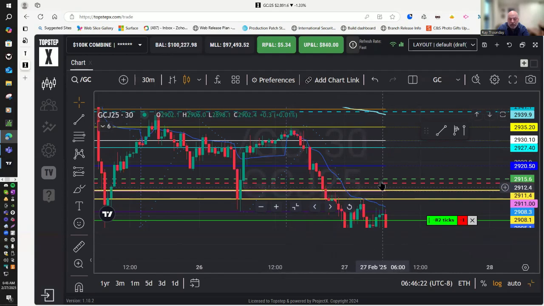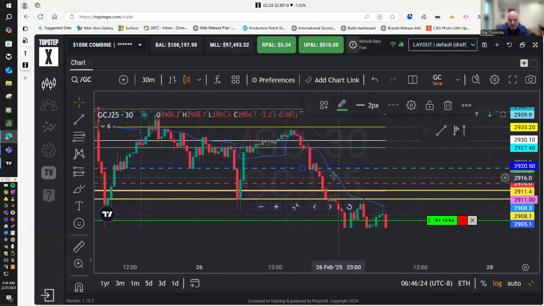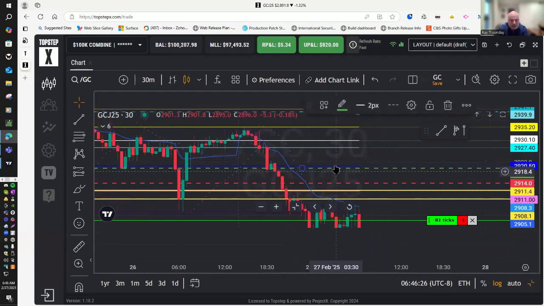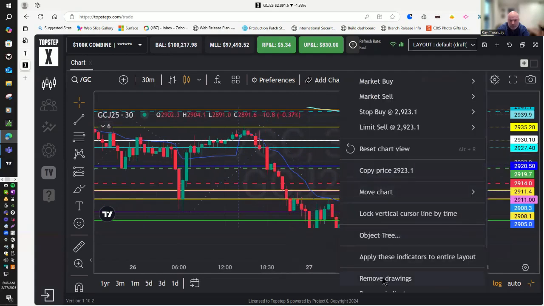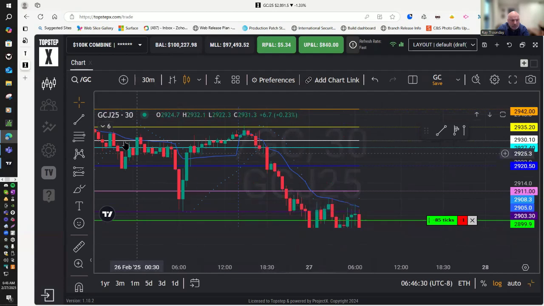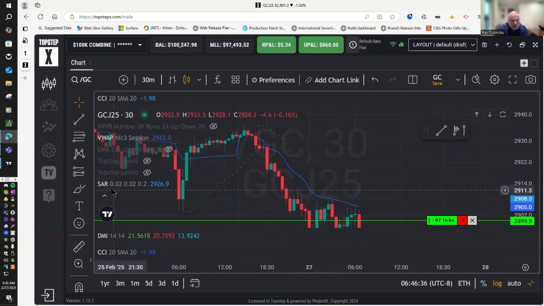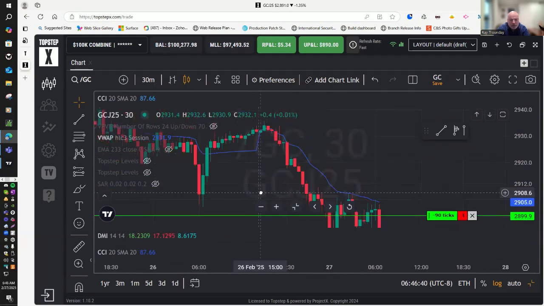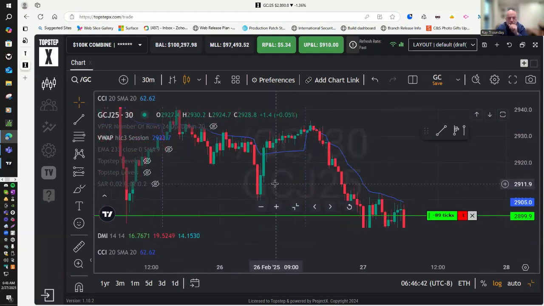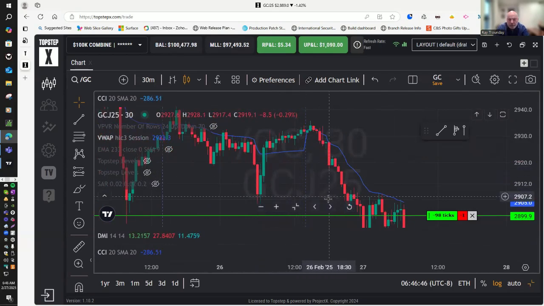Let's see, remove some of my drawings, and maybe some of my indicators here. I'll go ahead and hide this for now. Hide SAR for now. Okay, you can see that the market has been in this kind of bearish structure here.